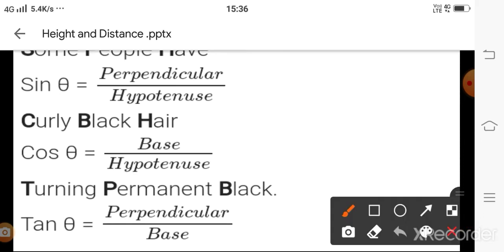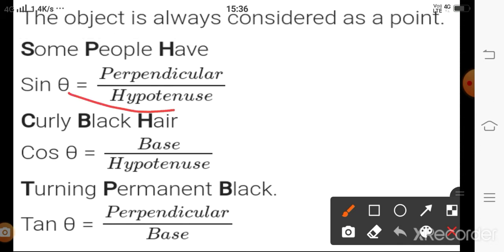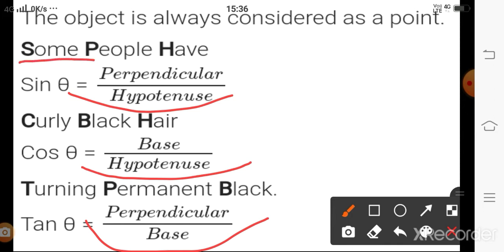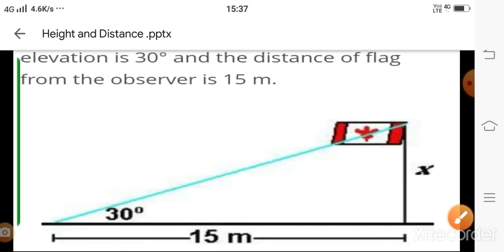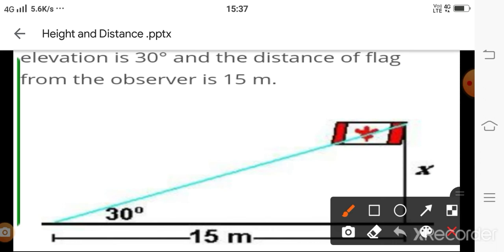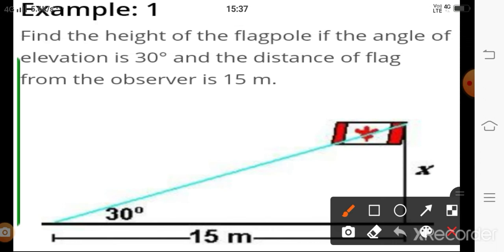Then these relations we know: sin theta is perpendicular upon hypotenuse, cos theta is base upon hypotenuse, tan theta is perpendicular upon base. If you want to learn these relations, some people have curly black hair turning permanent black, and we use the first letters of these. Then on the basis of these, let us solve some questions.